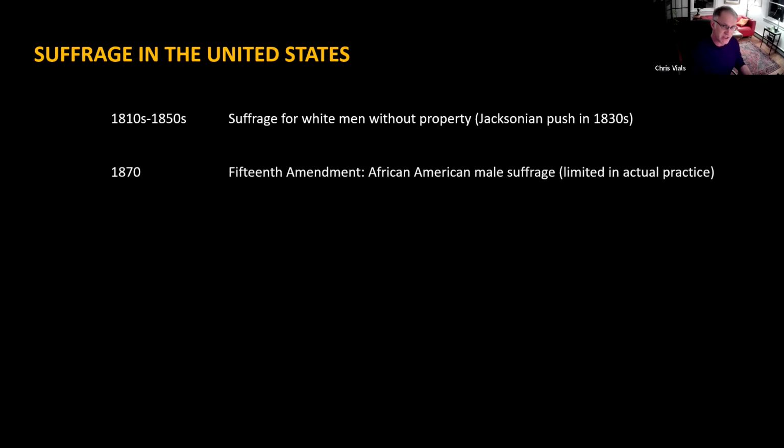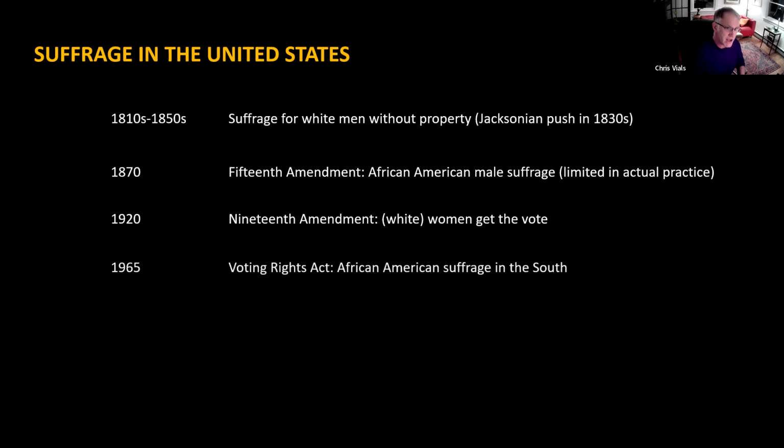That's the first large expansion of suffrage. You have the 15th Amendment in basically 1870, which in theory gives Black men the vote, but it's limited in actual practice. You have the 19th Amendment in 1920, where women get the vote, white women specifically, but in practice you don't get the African American vote until 1965 with the Voting Rights Act, right? One of the triumphs of the civil rights movement.